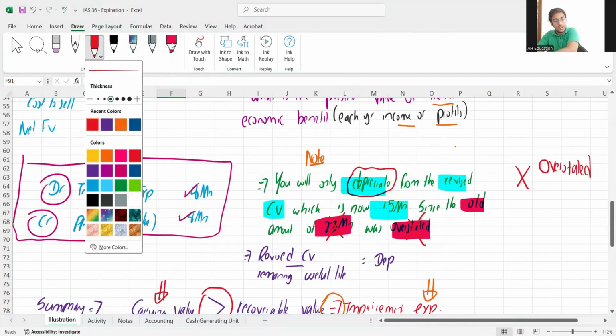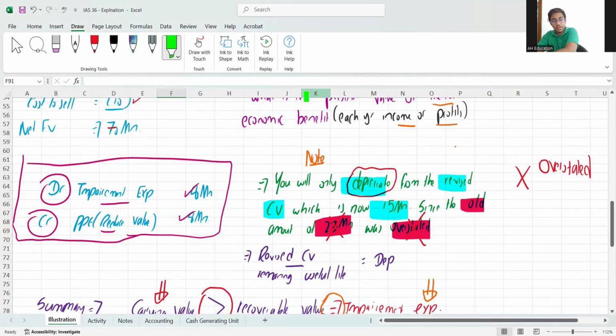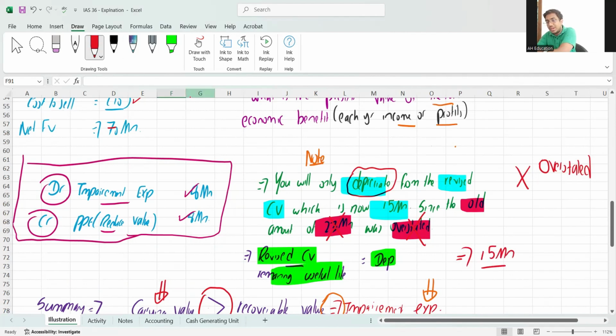So here it is. How do you find your depreciation? Simply your revised carrying value, which in this case is 15 million, divided by the remaining useful life. For example, 15 million divided by a remaining useful life of about 5 years, then your depreciation would be 3 million per year. Don't worry, we have questions coming up. Let us look into that once we enter those relevant questions.